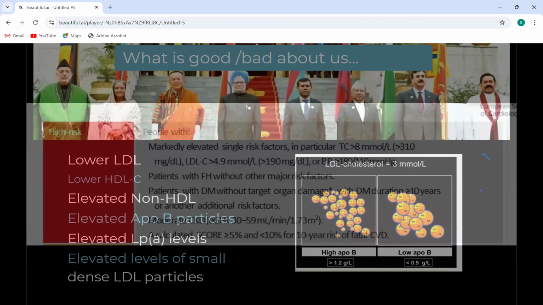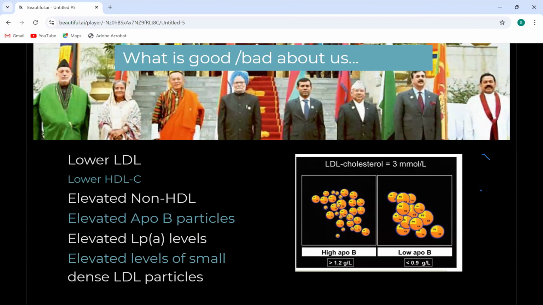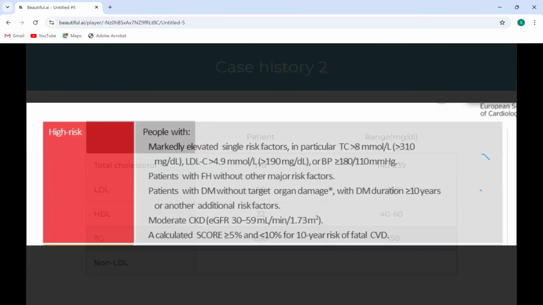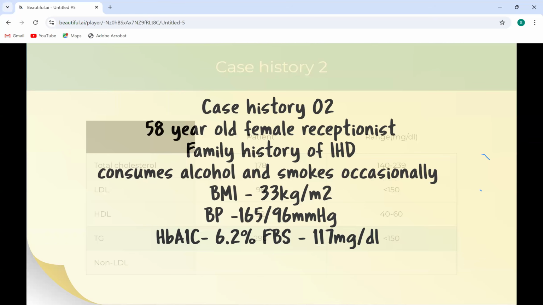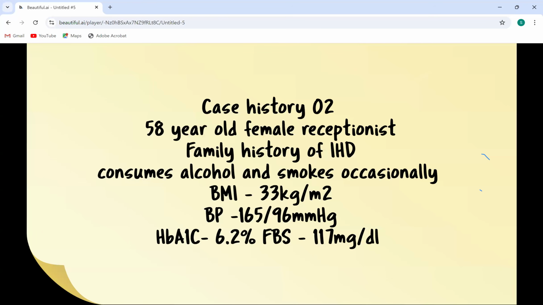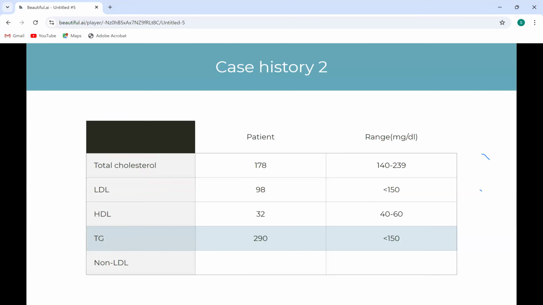So when it comes to the Sri Lankan context, what is good or bad about us? The normal pattern in the Asian population is that we have a lower LDL than probably the European. So this second case scenario is more like the typical Sri Lankan pattern. Your LDL is not very high. This could be 130 or something. That is what you normally see, 150.